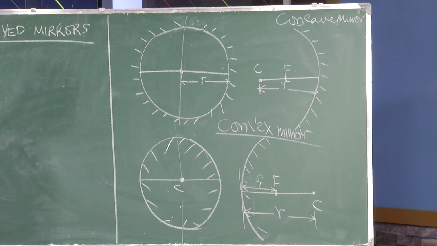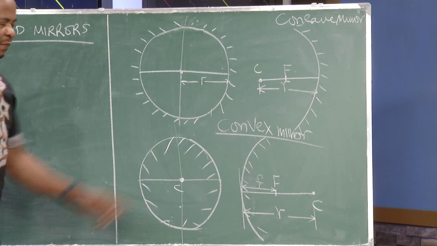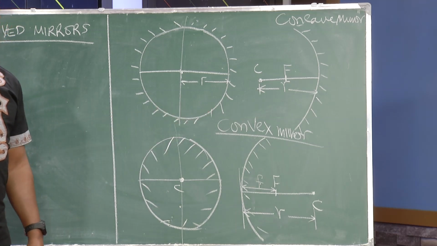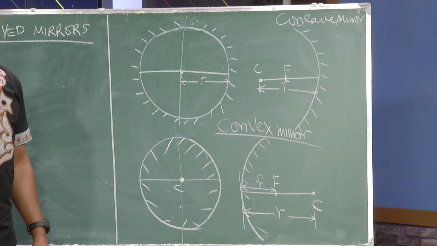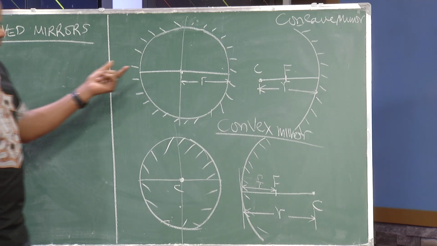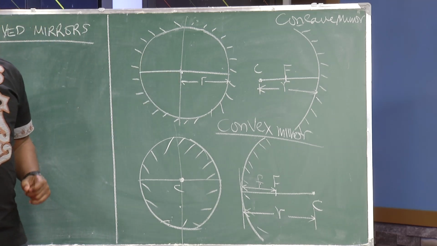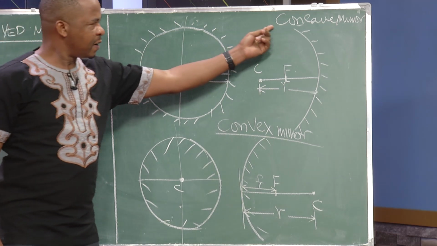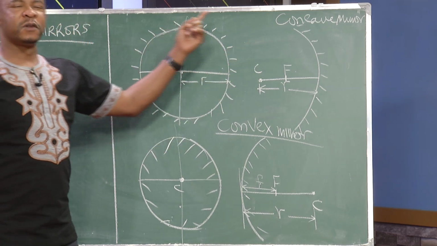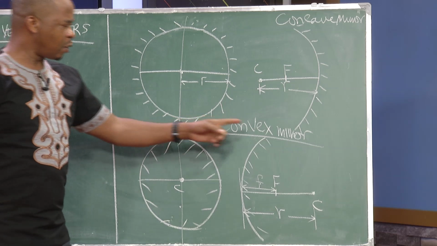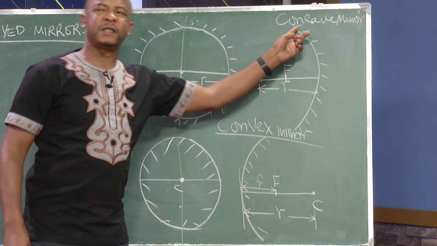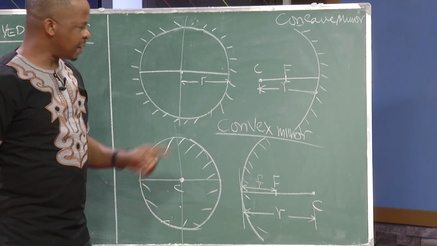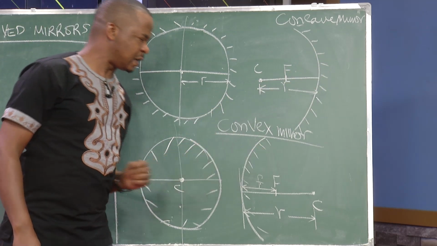Our dear students, now I can pose a question that can get us started. Once you have seen these different diagrams, and you probably know where we generate what we used to call a concave mirror. It is called concave because it curves outwards. It is called convex because it curves inwards. It is called concave because it is silvered outwards. It is called convex because it is silvered in.